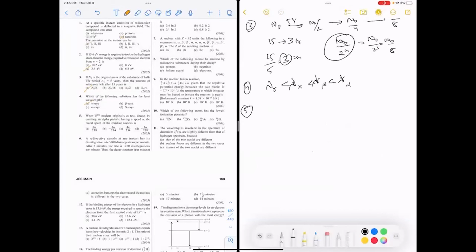Fifth one, good Isha. Uranium 238 is there. It is getting parted as one alpha. Alpha is how much? 4. And this is 234. It is asking, alpha has a speed of u. What is the speed of this, v? 234 v is 4 into u. So 4u by 234, but in the opposite direction, so minus sign. Minus 4u by 234. Am I right? Conservation of momentum, guys.